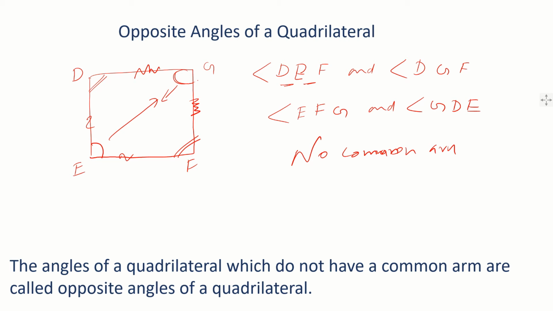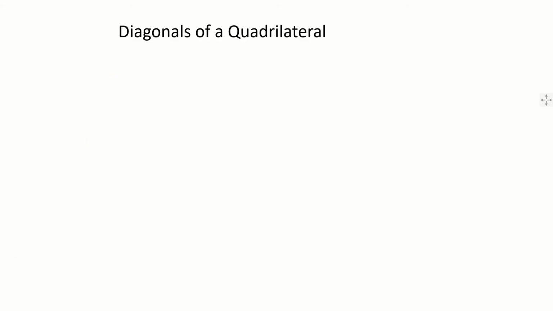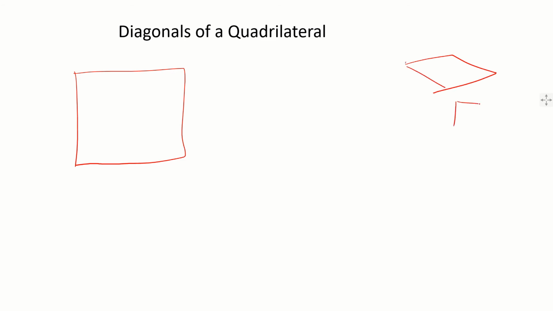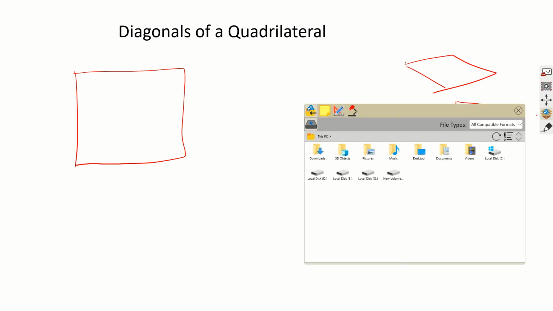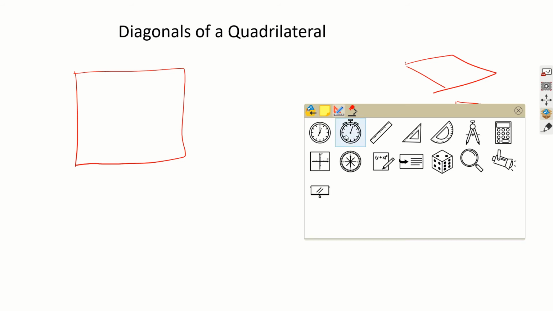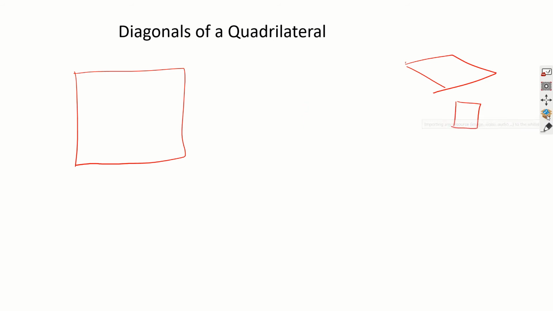Opposite angles done, opposite sides done, adjacent sides done, adjacent angles done. Now what is left? Diagonals of a quadrilateral. Suppose that this is a quadrilateral. A quadrilateral can be in this format. A quadrilateral can be exactly a square. Shall I show you some quadrilaterals? That will be good for you. Instead of seeing my boring drawing, you can better see something else.